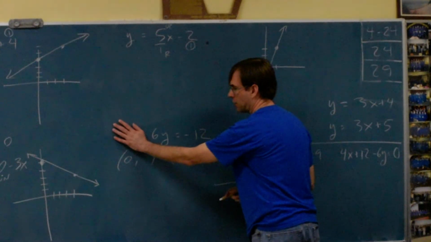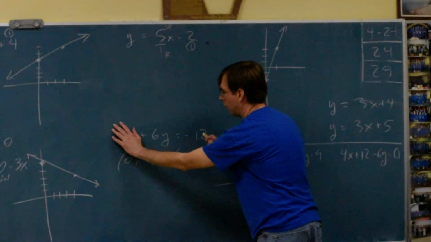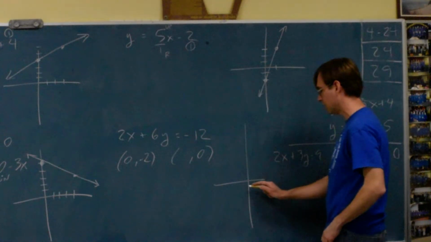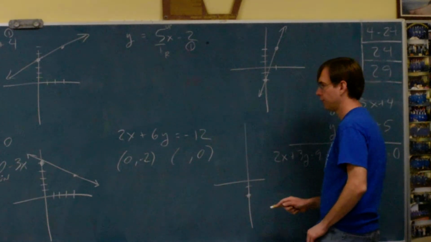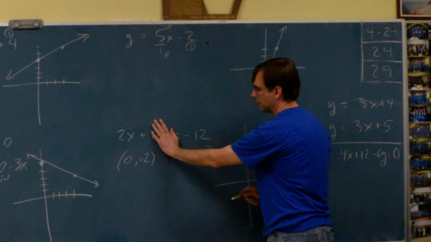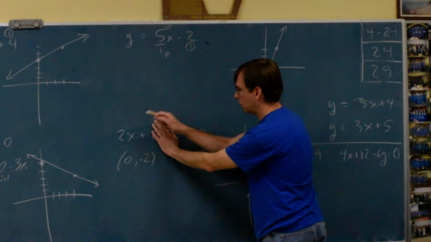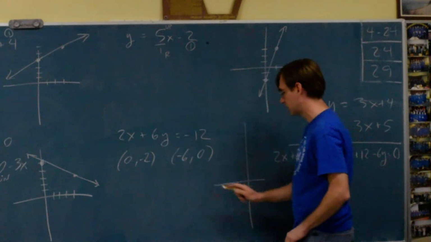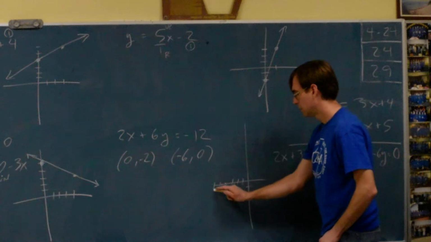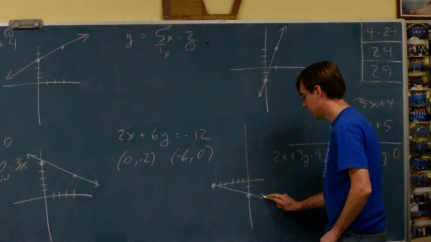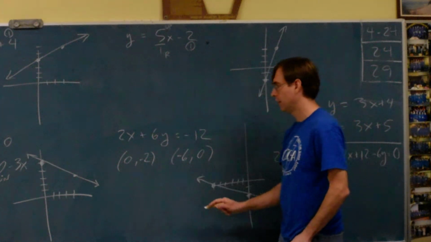If x is 0, cover up, and the y would be revealed as -2, which is down 2. If the y is 0, cover up. When we divide, the x is -6. So left 6, connect the dots, and we're good.